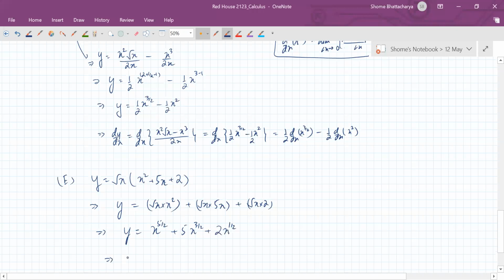And now we are in the position to differentiate it by using a standard set of properties. So that is differentiation of x to the power 5 by 2 plus 5x to the power 3 by 2 plus 2x to the power half.